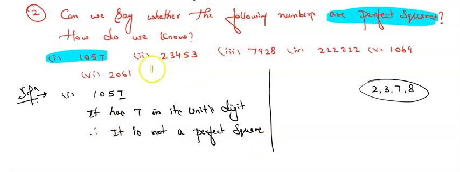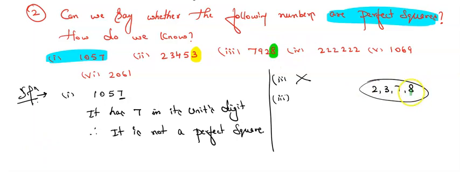Now I want you to solve this. Option 2, 23453. Is it a perfect square? See, what is the last digit? 3. If the digit is ending with 3, or if the units place is 3, then it is not a perfect square. I want you to write the steps in the same way, but here I will directly write the answer. It is not a perfect square. What you should write in option 2: it has 3 in its units digit, therefore it is not a perfect square. Again, what is the last digit or units place? 8.